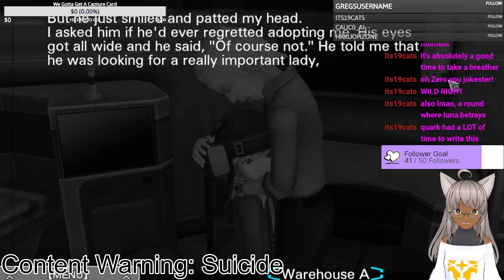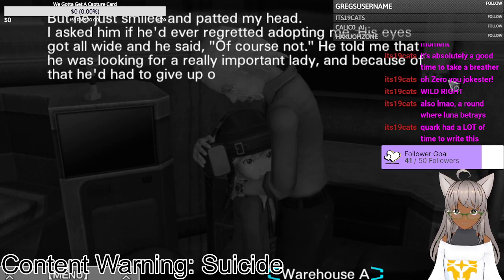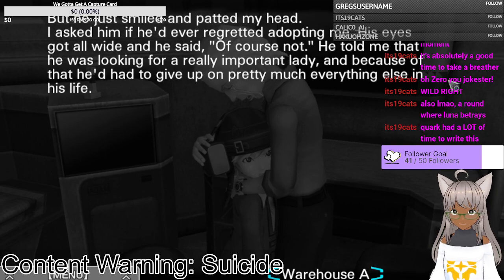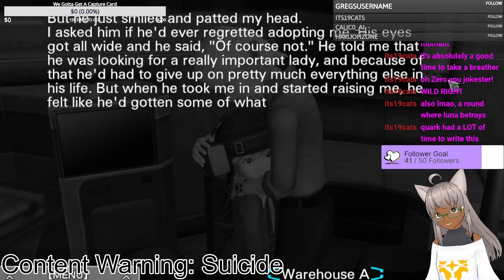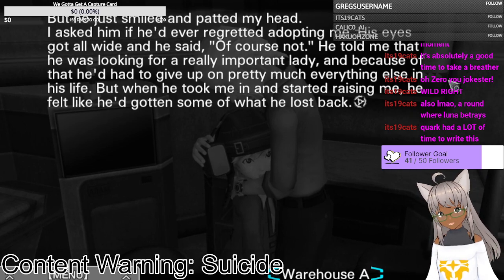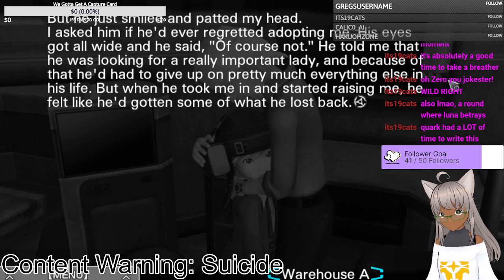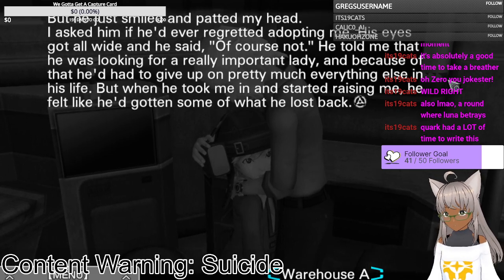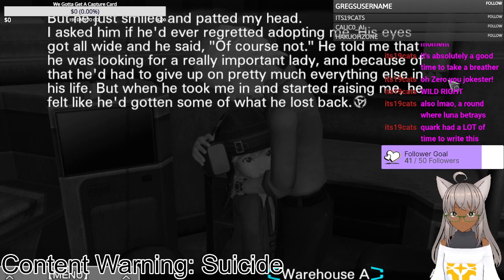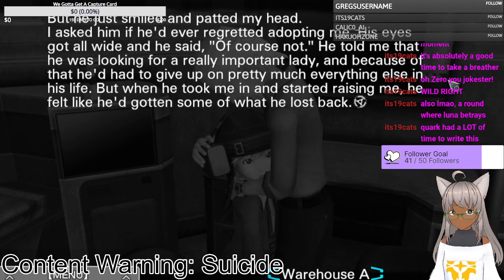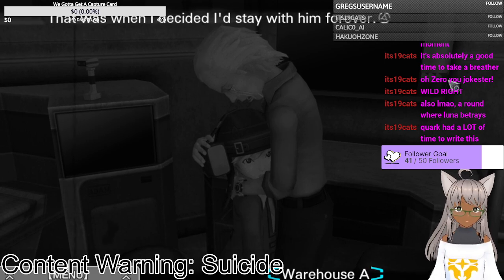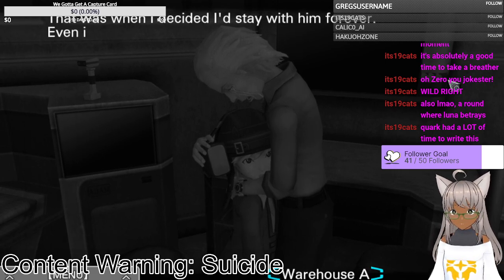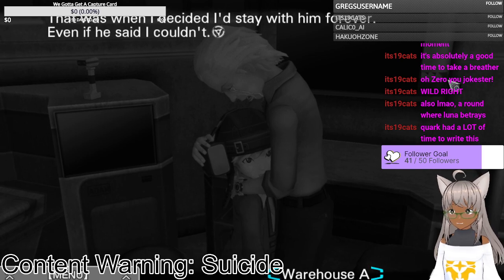He told me that he was looking for a really important lady, and because of that, he'd given up on pretty much everything else in his life. But when he took me in and started raising me, he felt like he'd gotten back some of what he'd lost. Akane? He was looking for Akane? That was when I decided to stay with him forever. Even if he said I couldn't.